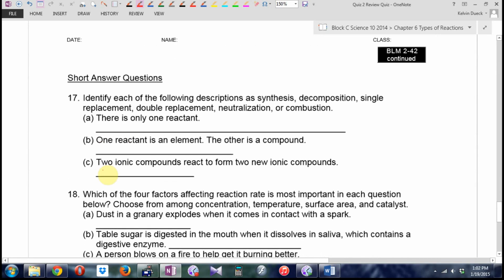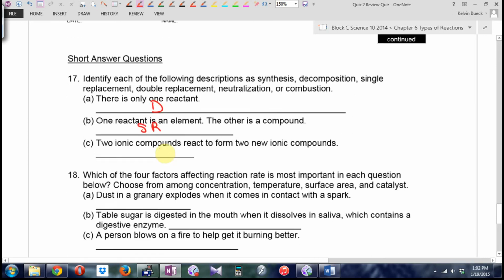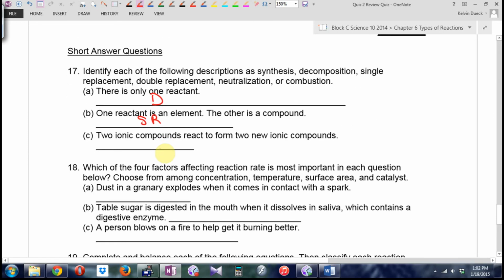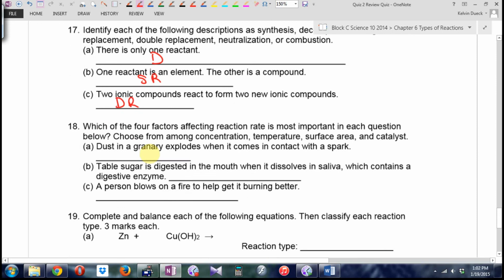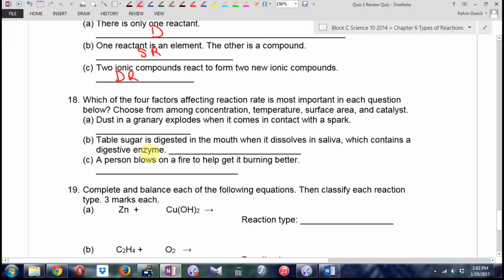Short answer. Identify the following. There's only one reactant. I think that's a decomposition. One thing breaks up into two. One reactant is an element, the other is a compound. That's a single replacement. Two ionic compounds react to form two new ionic compounds. I think that's a double replacement. Right? Yeah? Cool. Which of the four is most important?